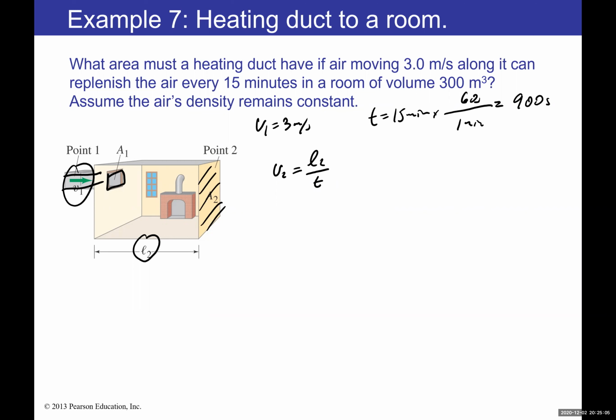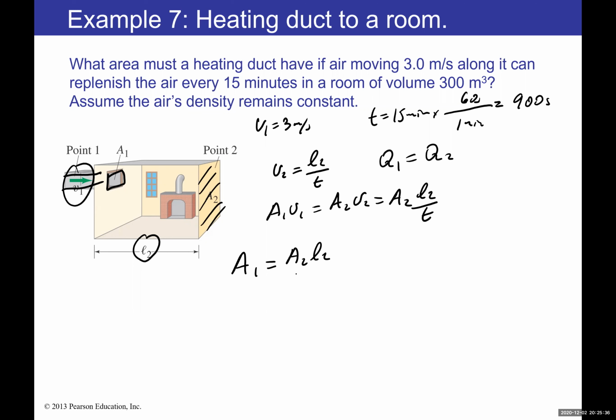All right, so using the continuity equation, where we can say the flow rate at point 1 is equal to the flow rate at point 2, which means A1 V1 is equal to A2 V2. Then I can say A2 times V2 can be written in terms of L2 over T. Then rearrange and solve for A1, which will be A2 times L2 divided by V1 times time. Now, what is A2 times L2? Well, that's area times length. That means that's basically the volume. So the volume divided by the velocity times time.